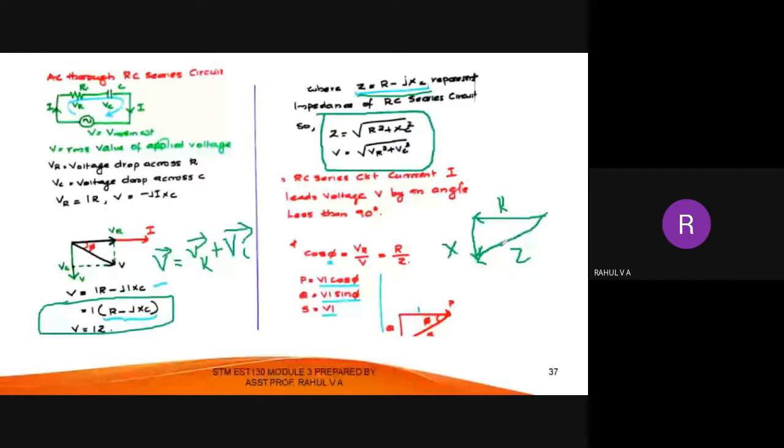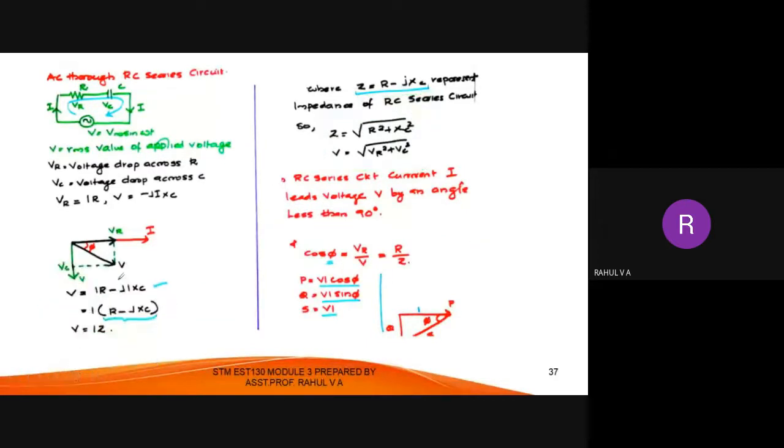So there is not much difference in the equations here, but the only difference is you have to take the minus sign for the phasor, the voltage phasor of the capacitor, and your impedance value is R minus J XC. That is your impedance value.